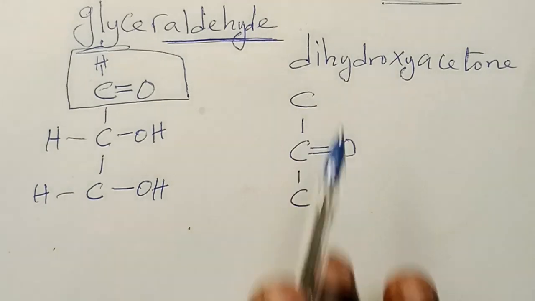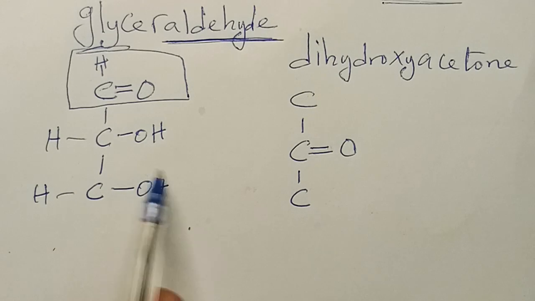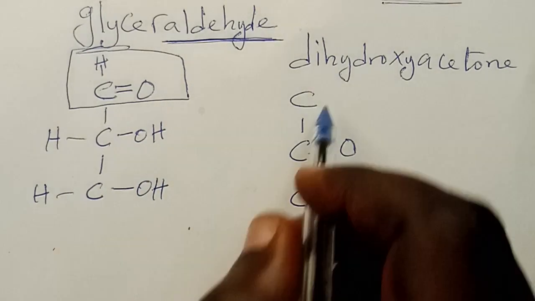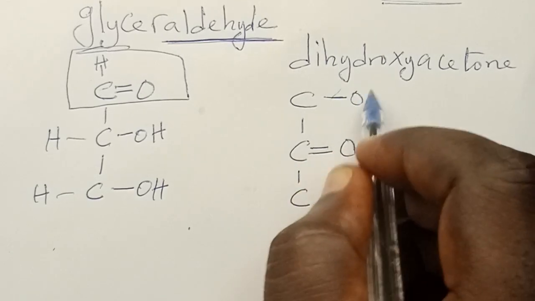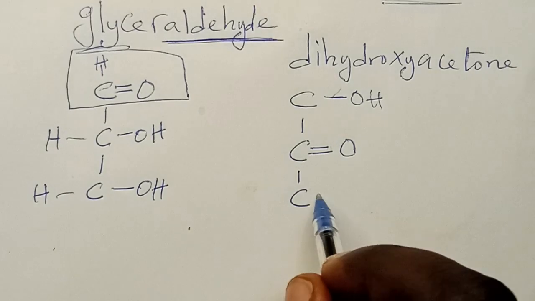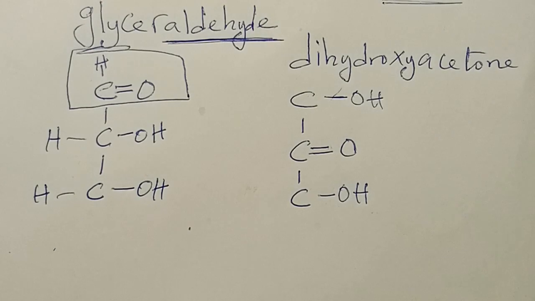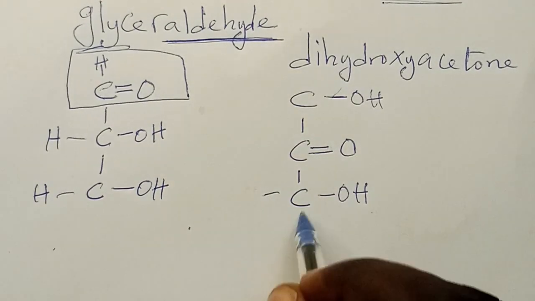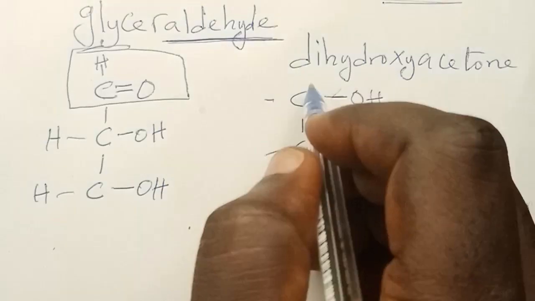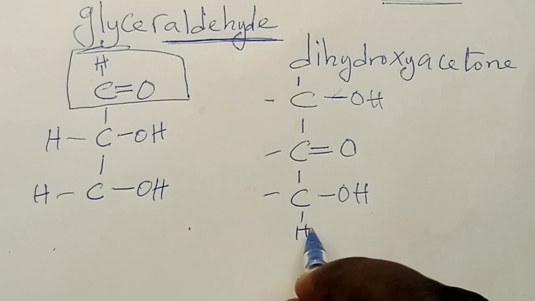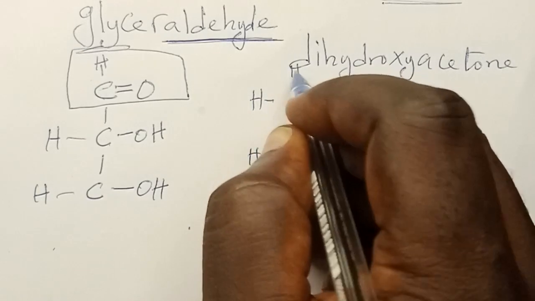rest must also be bound to hydroxy groups, the same way as this hydroxy group, which you can see here and here. Therefore, this must be bound to a hydroxy group here. This also must be bound to a hydroxy group as well. Then the rest of the bonds, which you can see here, must now be hydrogen. Therefore, we are going to represent the remaining bonds as hydrogen here, hydrogen, and hydrogen.